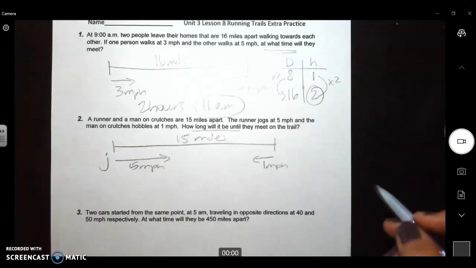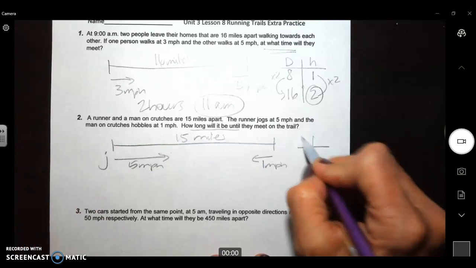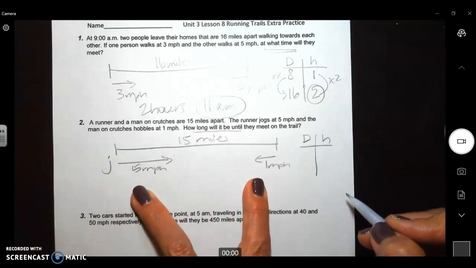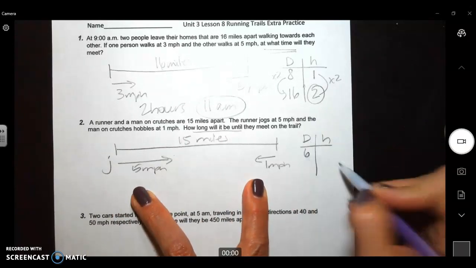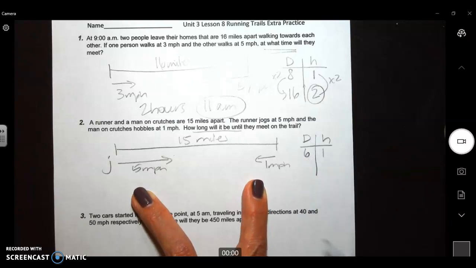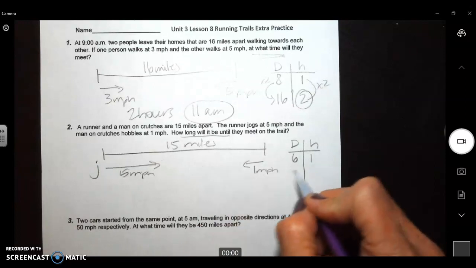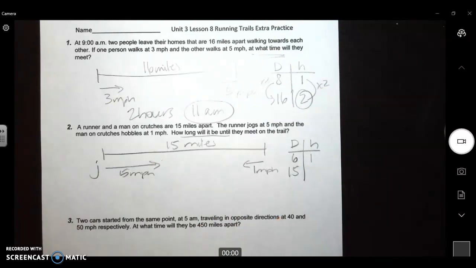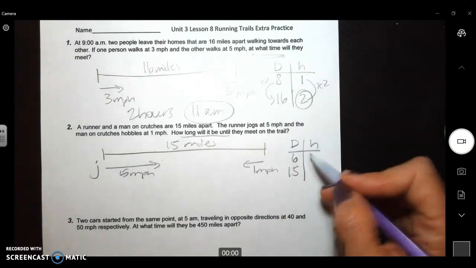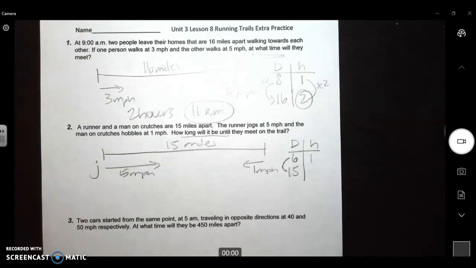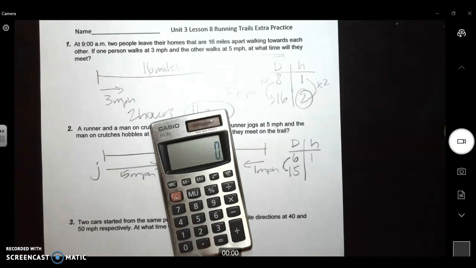What is their time? So let's make a table. Their distance and their hours. Well, their distance together, 5 and 1 is 6. And they do 6 miles in 1 hour. We know that they will be able to go 15 miles. That's what we're looking for, for them to both go 15 miles. Now, I don't think 6 times something is 15 too well, so I can divide 15 divided by 6. So let's do that. 15 divided by 6 is 2.5.